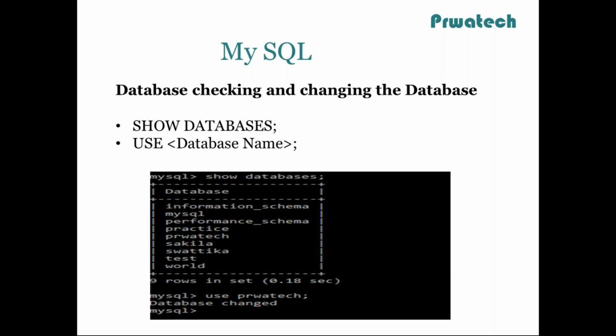We would start with how to check the database and how to change the database from the present one. In order to check the databases, we use the command show databases. The syntax has been written here along with a screenshot which is shared. Please have a look at it. And in order to change the database from the present database, we use the syntax use, and then we insert the name of the database we want to shift to. Please have a look at the screenshot.